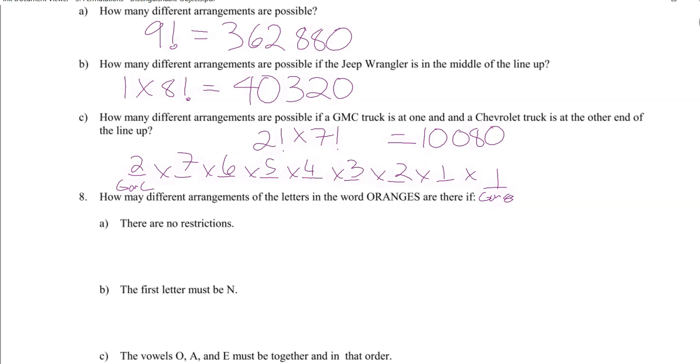How many different arrangements of the letters of the word oranges? How many letters are there in oranges? 7, right? Are they all different? Yep. Okay, so they have to be different, right? Like today they're all different. Tomorrow they may not all be different. No restrictions. How many ways can you arrange 7 objects with no restrictions? 7 factorial, right? Which is?